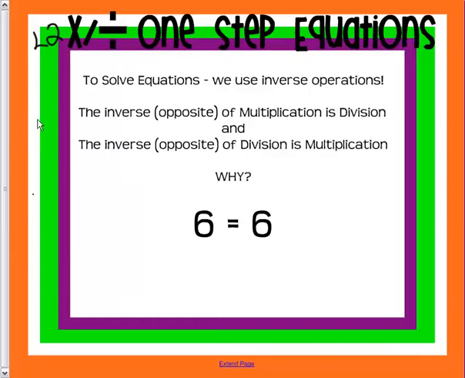Alright, so to solve equations we use inverse operations. We talked about this a little bit with addition and subtraction, but the inverse of multiplication is division and the inverse or opposite of division is multiplication.